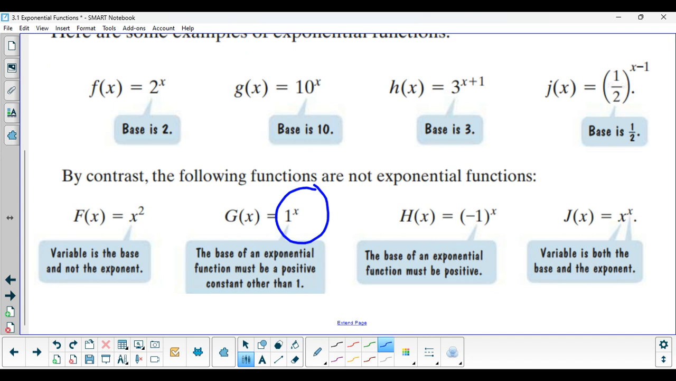Well, 1 to the x power, if you think about it, no matter what you put in for x, 1 to the second, 1 to the third, 1 to the fourth, and so on, it's always going to equal 1. 1 to any power always equals 1. So it doesn't really change. That's what makes it not exponential.